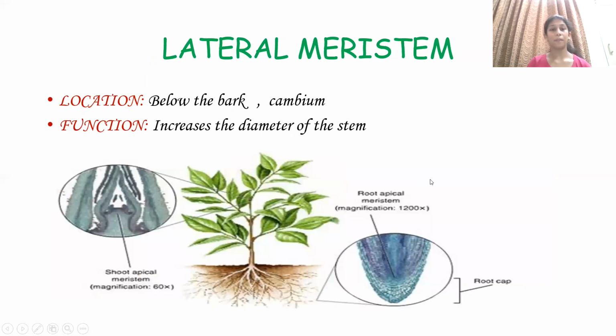The lateral meristematic tissue is the last meristematic tissue. They are located in the bark or cambium. The function is that they increase the diameter of the stem, that is, they increase the width of the stem.